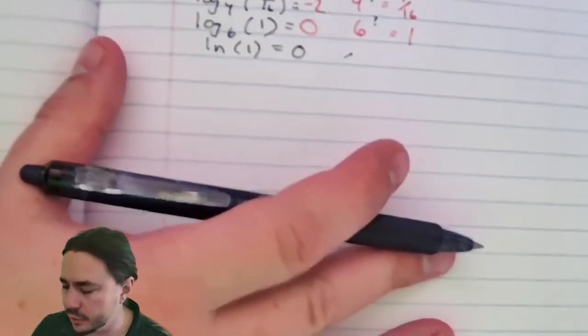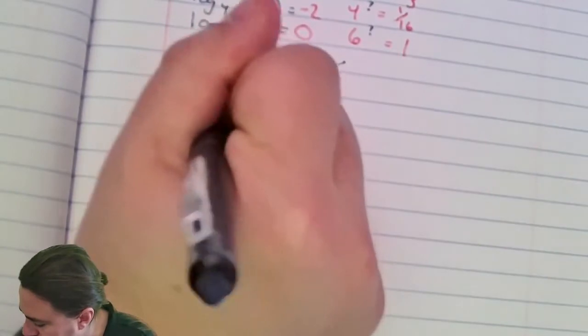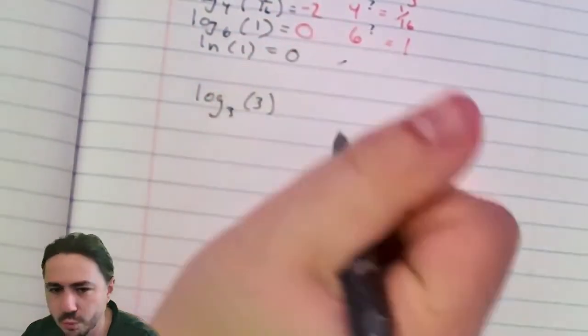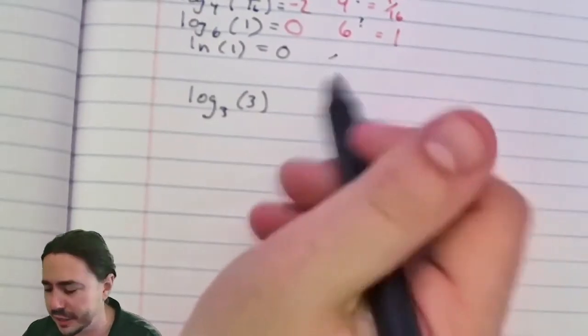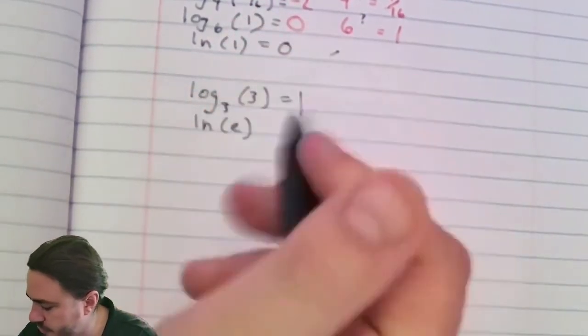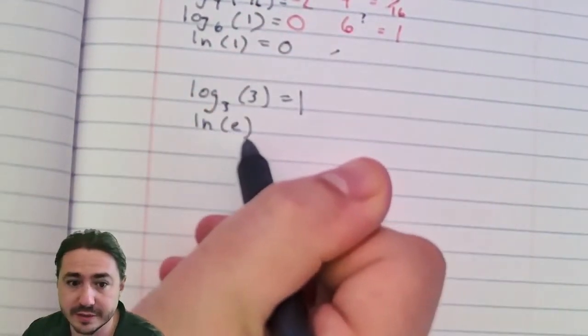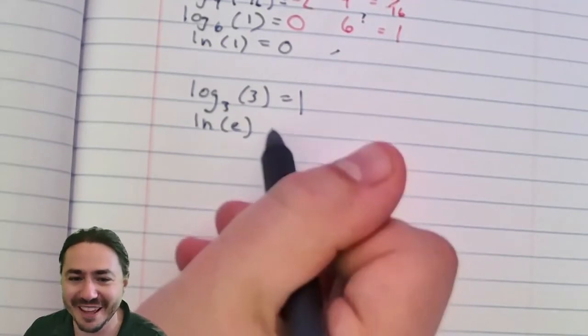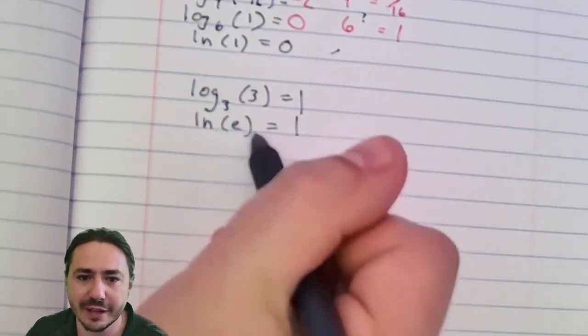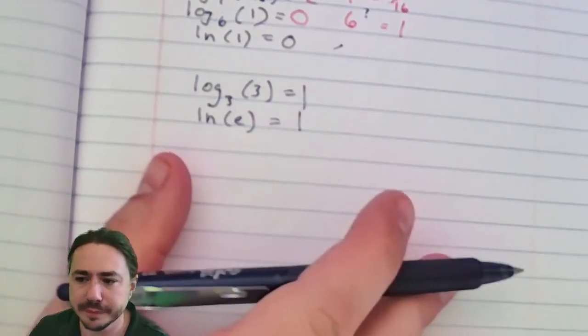We're kind of doing a lot of examples here, but I feel like this is going to be useful. Log base 3 of 3. Okay, 3 to what power is 3? Well, that one's pretty obvious. 3 to the first power is 3. Natural log of e. Okay, e to what power is e? Well, anything to the power of 1 is itself. So this would be 1. So if these are the same, that's always going to equal 1.